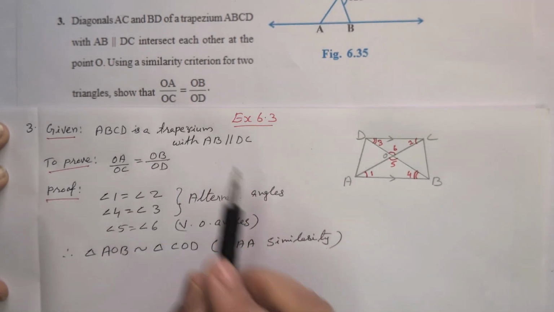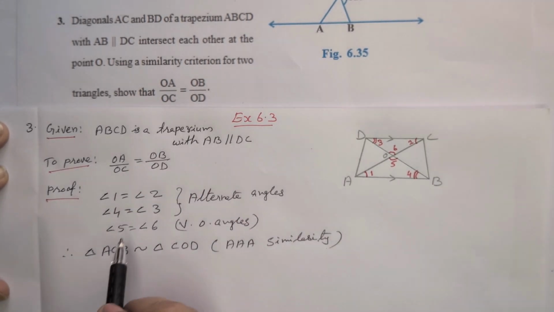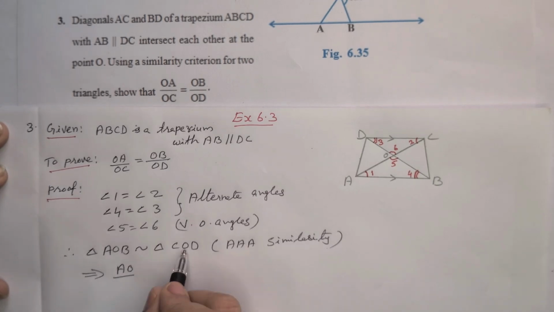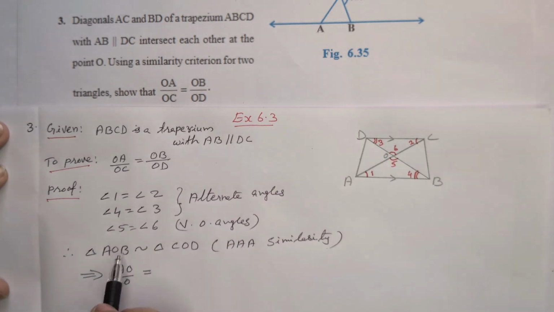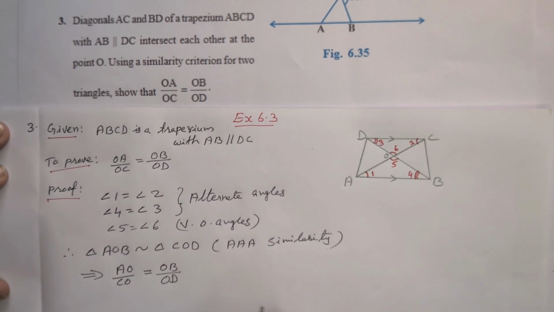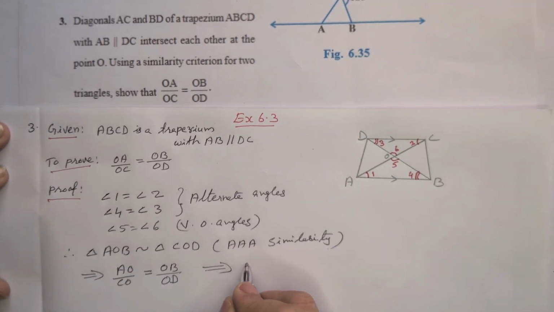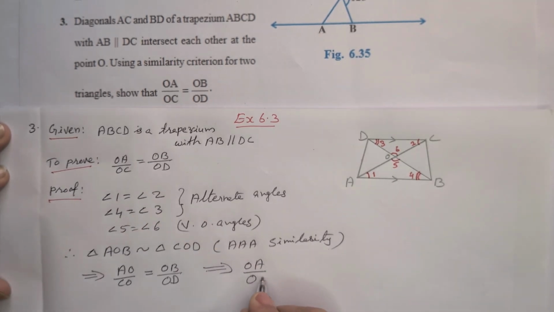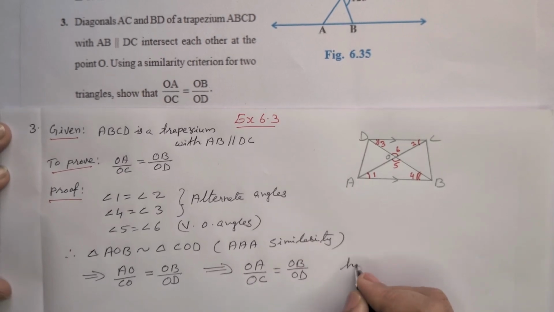Then we have to look at what to prove. From here, AOB, we can take the first two letters, AO, which implies AO by corresponding CO, that is, the first two letters CO. Next we need OB, that means the next two letters, OB by OD. We can change the order of the letters: AO is the same as OA, CO is the same as OC. OA by OC is equal to OB by OD. Hence proved.